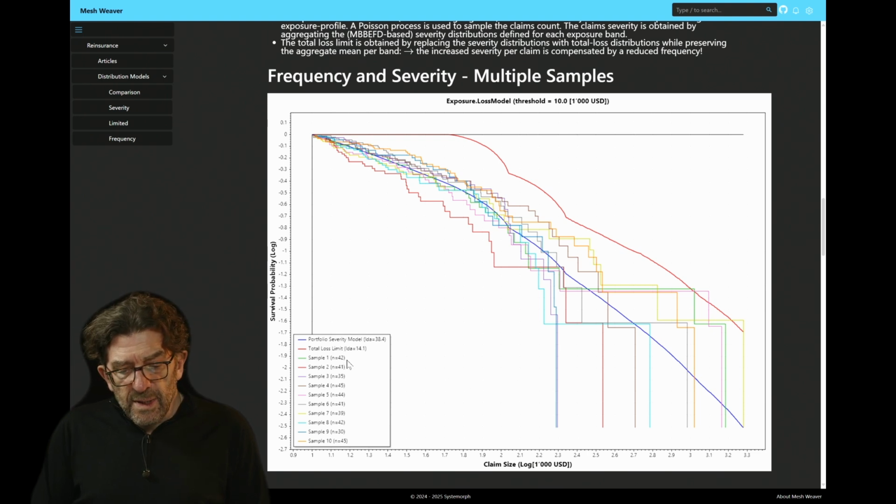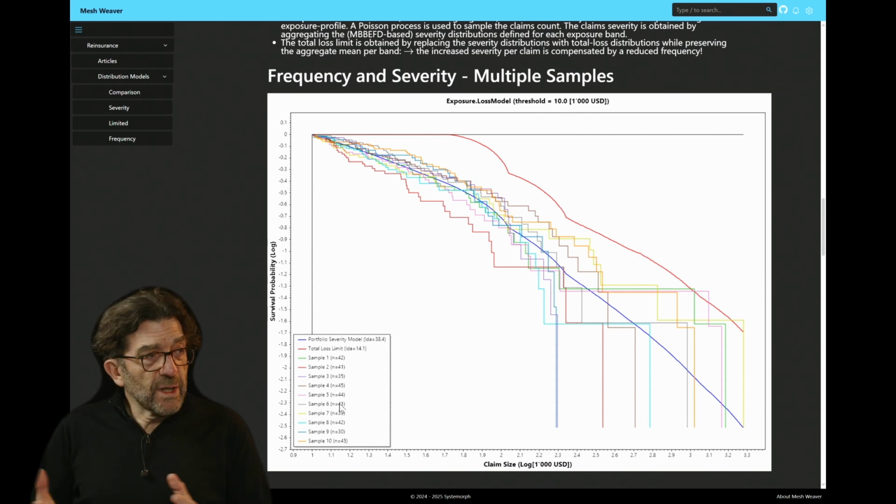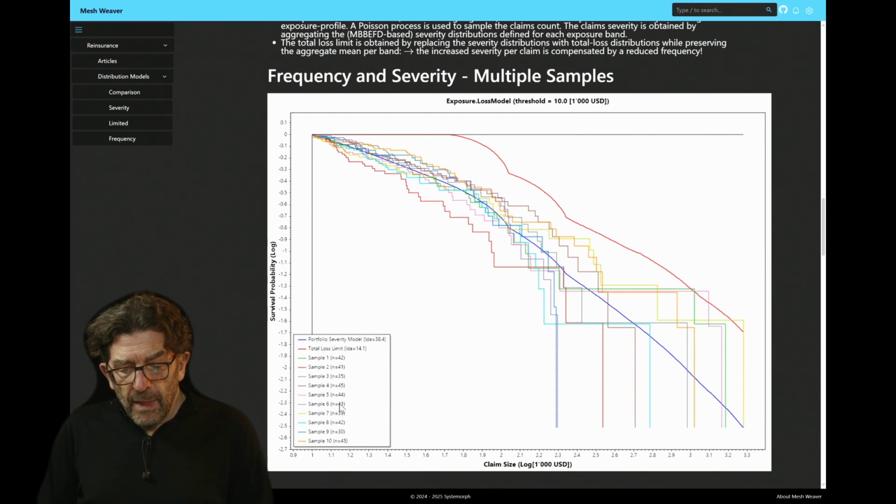So here you see the number of claims. It's still the same, 38.4. One time it was 42, 41, 35, and so on. So on average, we are close to the 38, but the variation can be quite substantial.